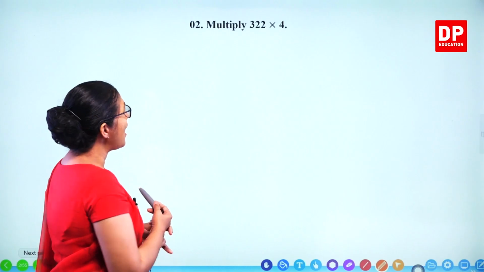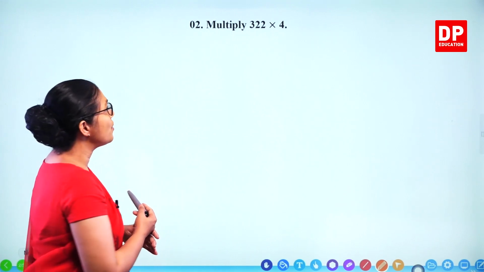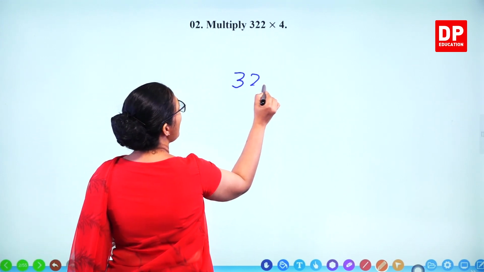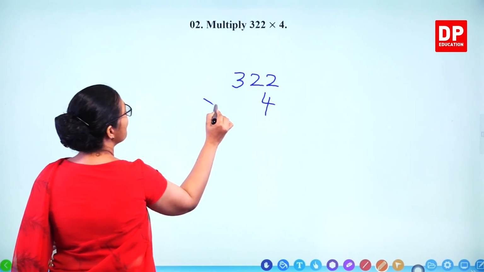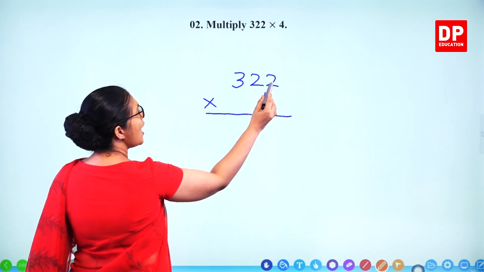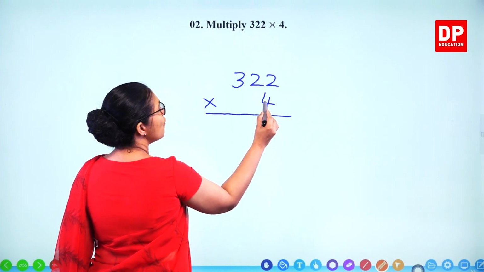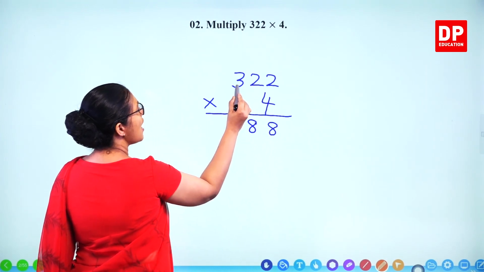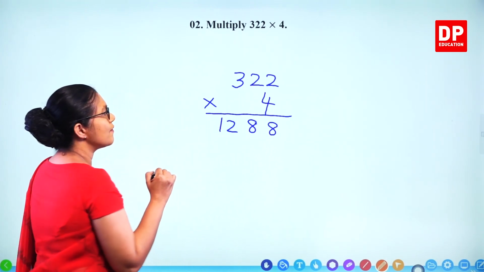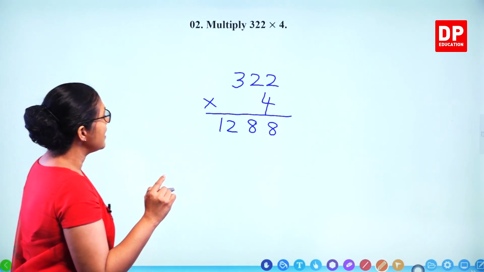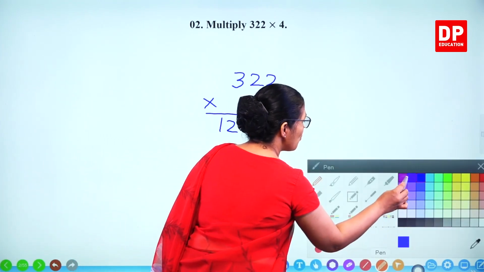Question number 2, multiply 322 by 4. So you write it in a column and multiply. 4 times 2, 8. 4 times 2, 8. 4 times 3, that's 12. So 1288. You get 2 marks.